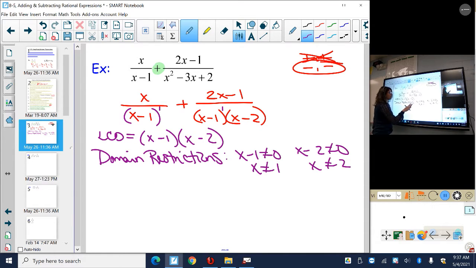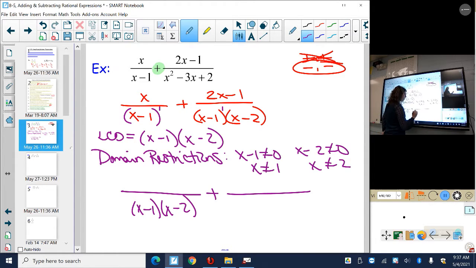Always keeping those there. All right? So now, I have to get each of these. Boy meets girl, they have to get the same denominator. They like each other, so we're going to have each one of these have that denominator. They are attached by addition.